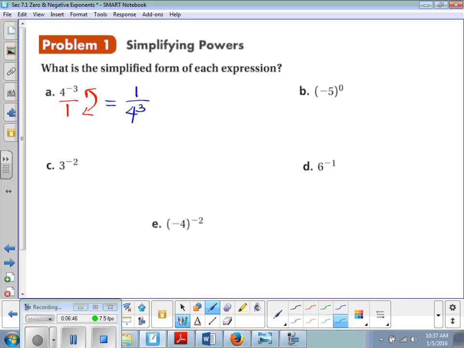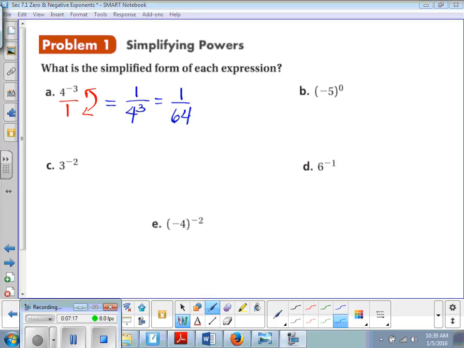Now, if they say, what is a simplified form? Is this simplified? No, this is not simplified. You have to multiply that out, right? So, you go to your calculator and you use the y to the x. 4 raised to the third power is equal to 64. So this is going to be equal to 1 over 64.